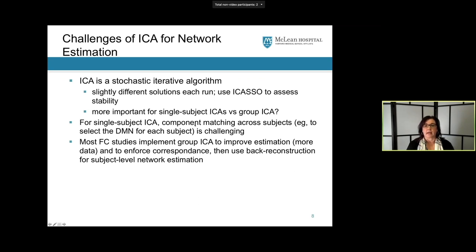For single subject ICA, component matching is also challenging. So identifying a default mode network, for example, from single subject ICAs across different subjects can be a very difficult problem. So in that sense, most functional connectivity studies implement group ICA to improve the estimation by virtue of using more data and to enforce correspondence across subjects. So you get these nice group level network maps, and then you can use back reconstruction for subject level network estimation.